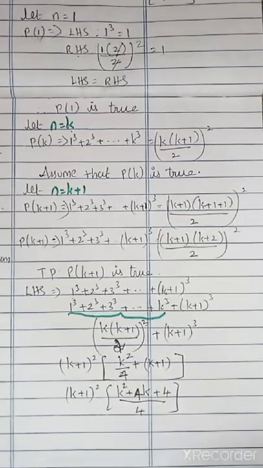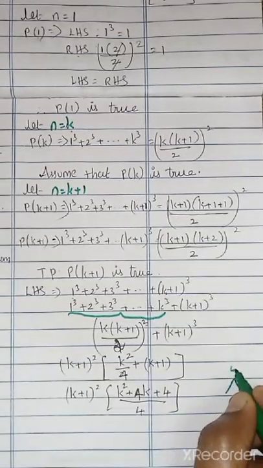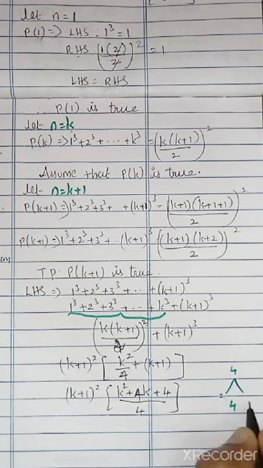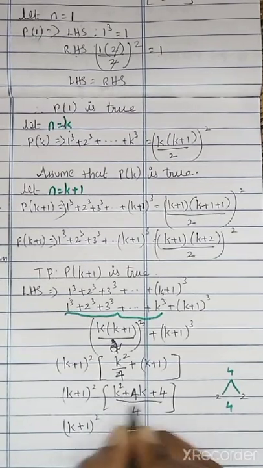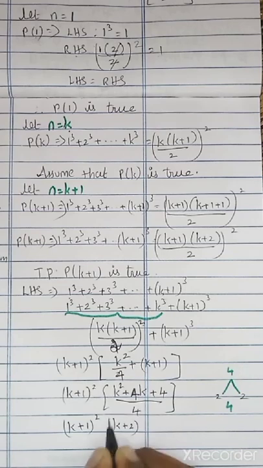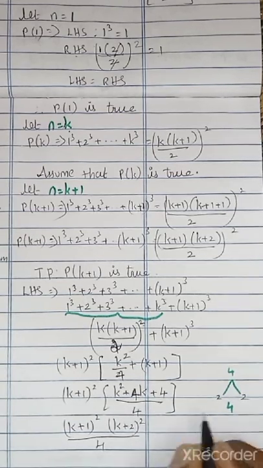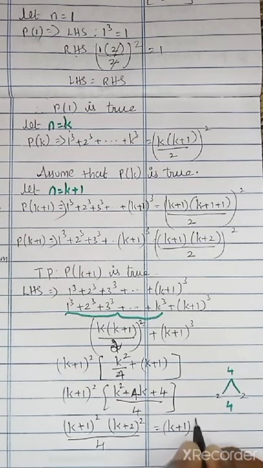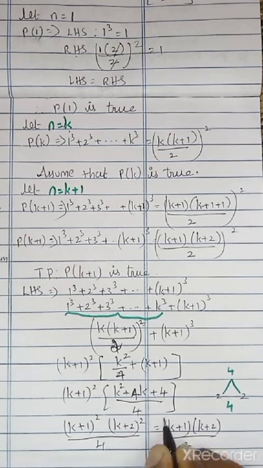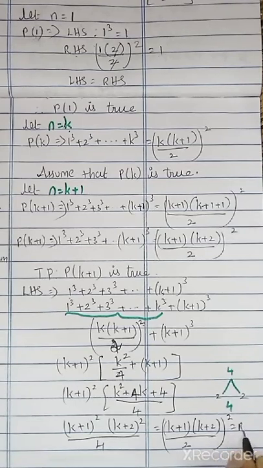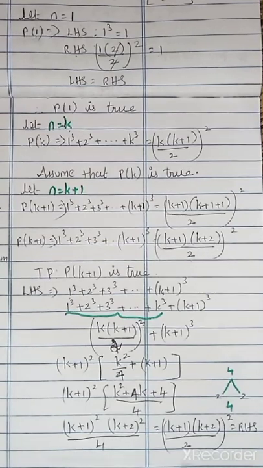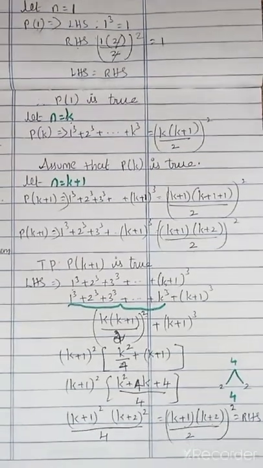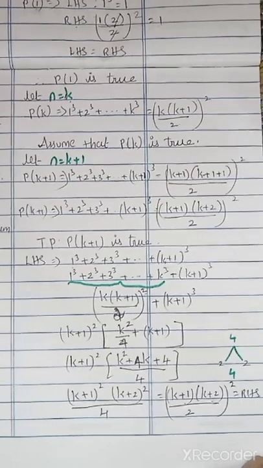Okay, now this 4 we can write 4 and 4, using how to factorize this. 2 2s are 4, 2 plus 2 is 4. This is k plus 1 the whole square. We can write this as k plus 2 the whole square divided by 4, which is equal to k plus 1 into k plus 2 by 2 the whole square. That is your right hand side. See the right hand side, k plus 1, k plus 2 by 2 the whole square. Now look here, k plus 1, k plus 2 by 2 the whole square. So we took the left hand side and we arrived at the right hand side.